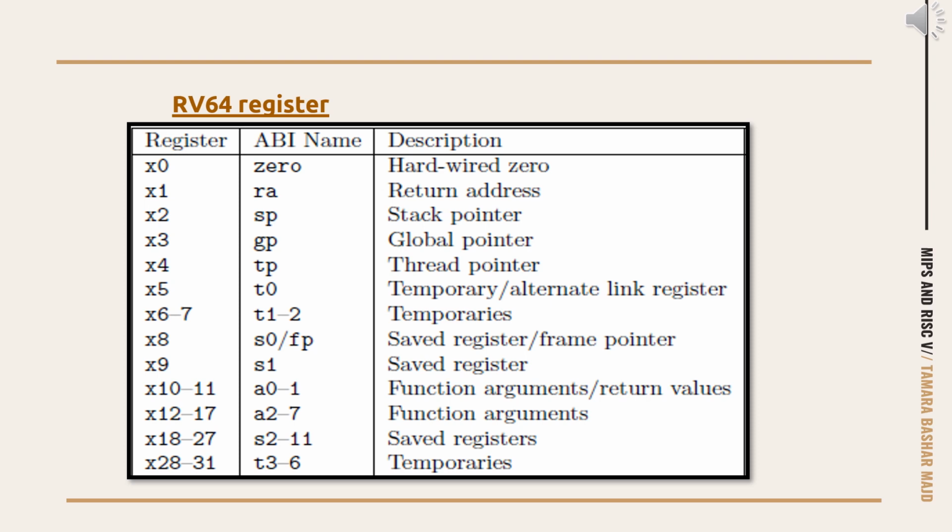This is basically information that we'll be using in the future and saved as it is. The 10th and the 11th are function arguments or return values. The 12th until the 17th are function arguments as well. 18th till the 27th are also saved registers. 28th until 31 are also temporaries.